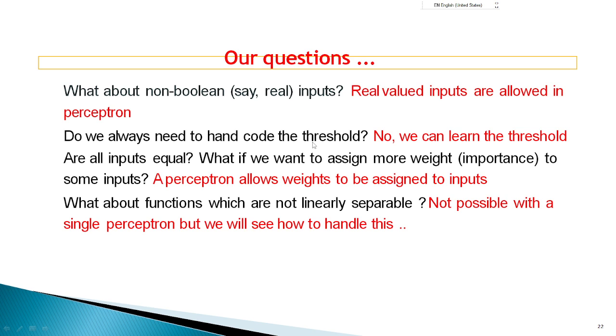Do we always need to encode the threshold? No, we can learn the threshold. Are all inputs equal? What if we want to assign more weight or importance to some inputs? A perceptron allows weights to be assigned to inputs. What about functions which are not linearly separable? Not possible with a single perceptron. A single perceptron can handle only linearly separable functions, just like the MP neuron.